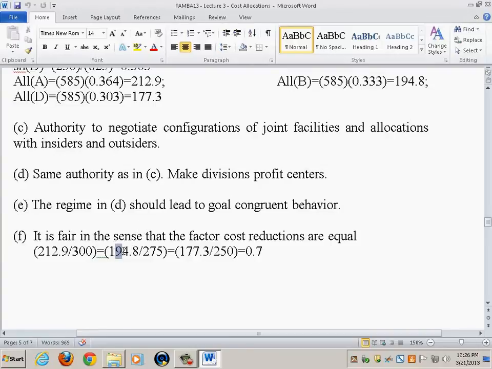B was allocated 194.8 actual, right here. If it went alone, it'd be 275. So how much did it reduce cost? To a 0.7 ratio of going it alone. And D, 177.3 actual allocation by the method we use. The cost of going it alone would be 250, again a ratio of 0.7. So this allocation gives everybody a reduction by a factor of 0.7 of their allocated cost using this configuration relative to all three going it alone. So you could say that in this allocation, you distribute the cost savings by an equal ratio.